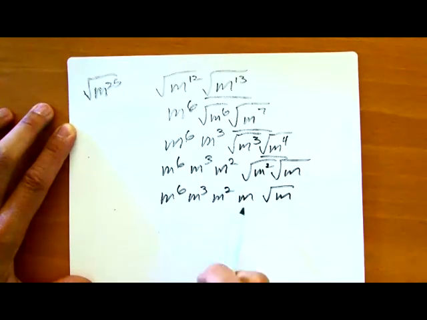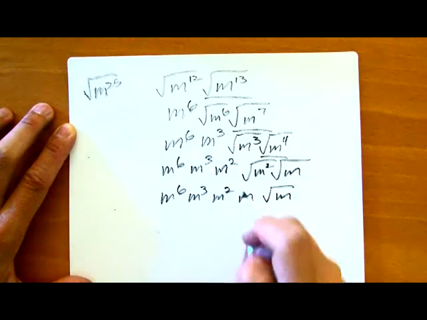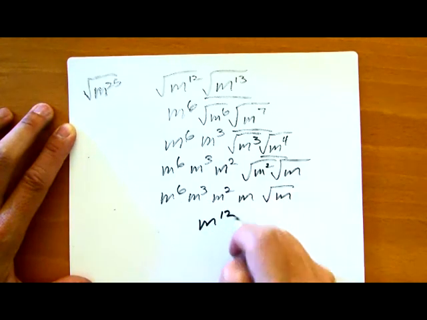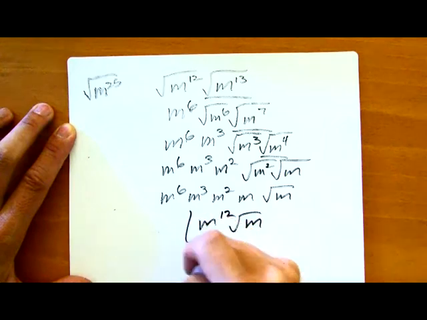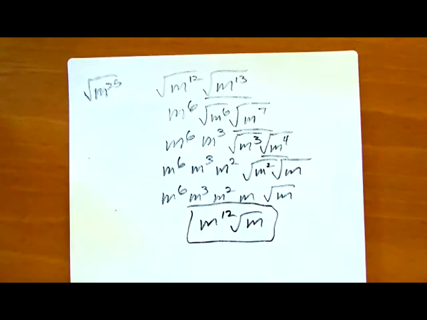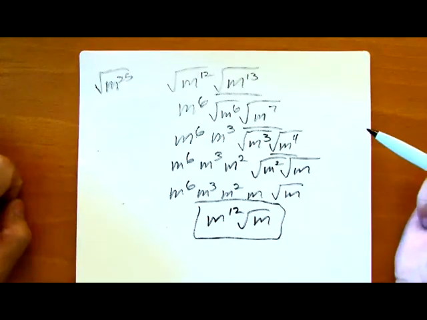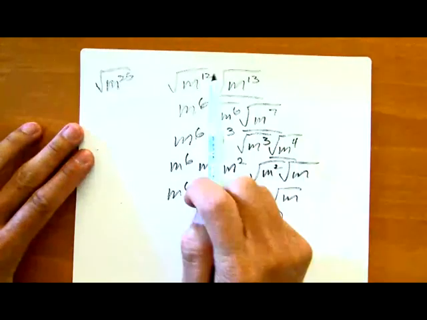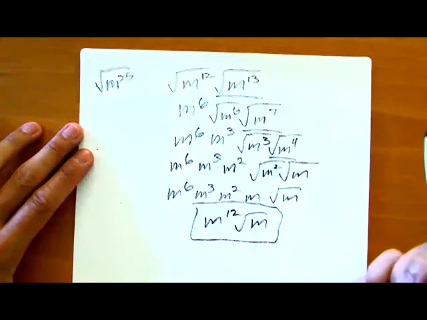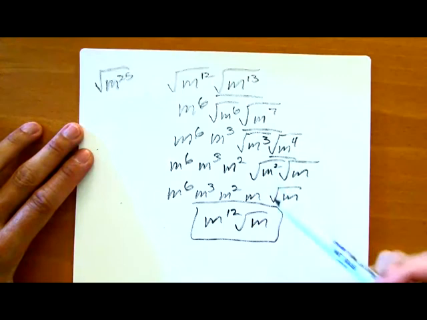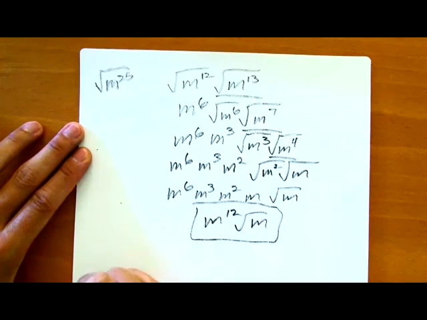So this would give me 6, 7, 8, 9, 10, 11, 12. m to the 12th radical m. It takes a while. Again, it's dependent on what you choose here and what you choose thereafter. We could make better choices.